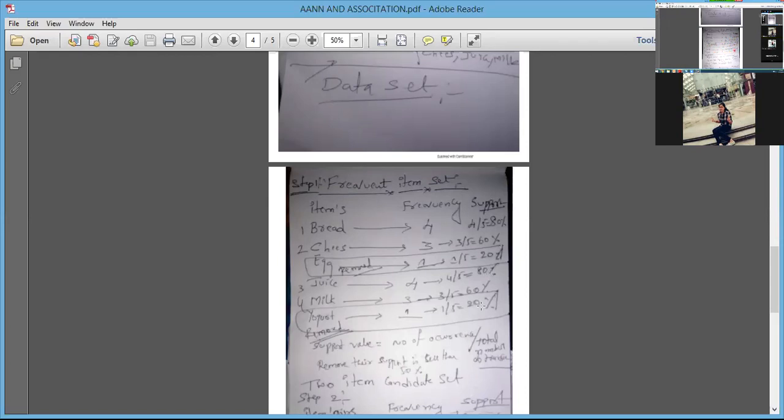Now your support standard is 50%. The items that come at or below 50% are removed. Which ones do we remove? Egg we have removed, yogurt we have removed, right guys? So what are we left with? Bread, which has support of more than 50%, cheese, juice, and milk, each with support of more than 50%. Did you understand? The first step is to find the frequent item set by using the support factor.